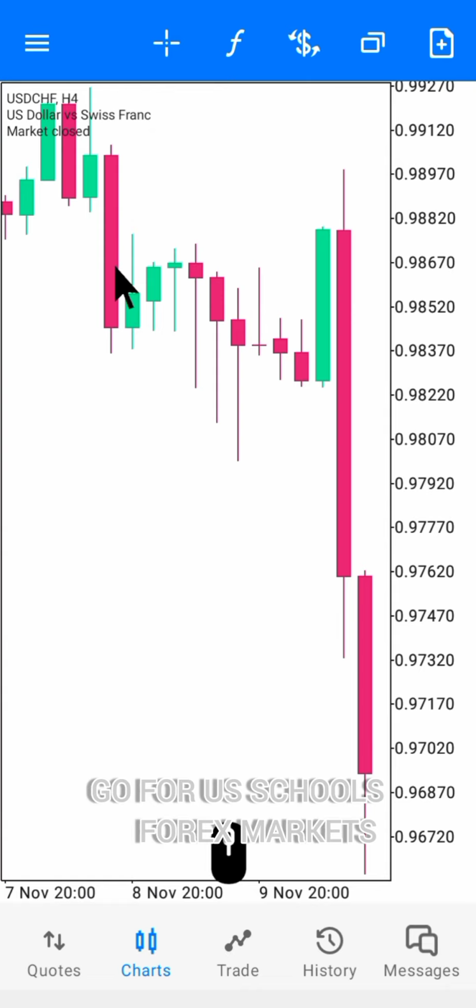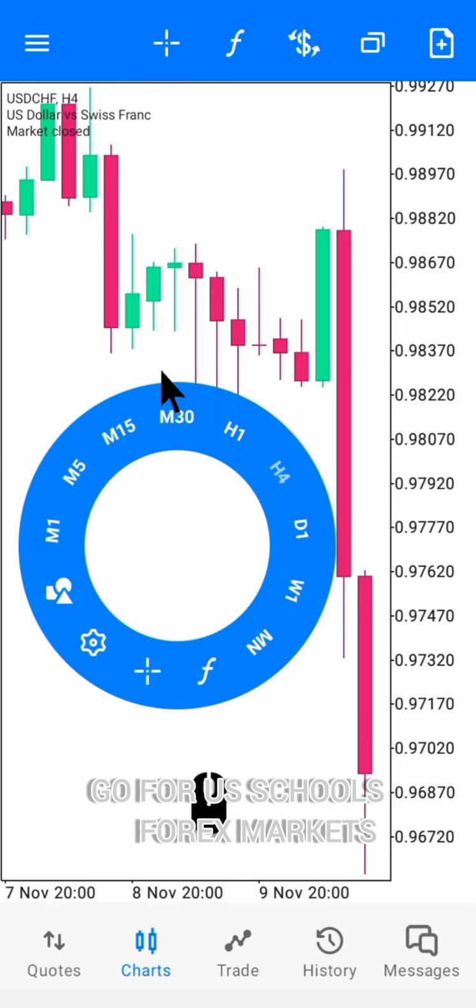Then there's another thing I want to talk about. There are people who love to use clear charts like this one, which have a white background. So what you have to do, you just tap on the screen anywhere, then you are going to see this.